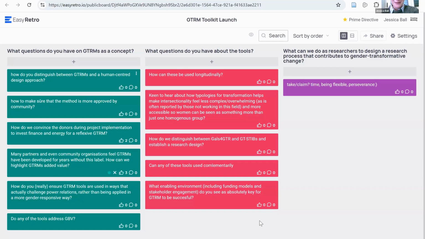We have obviously some general ones and then some a bit more specific to some of the tools. So I would invite all of the research method developers, that's everybody who's online, Anne or John, Charity, Anna Maria, just to have a look at the questions as GTRMs as a concept and pick one that you find interesting.